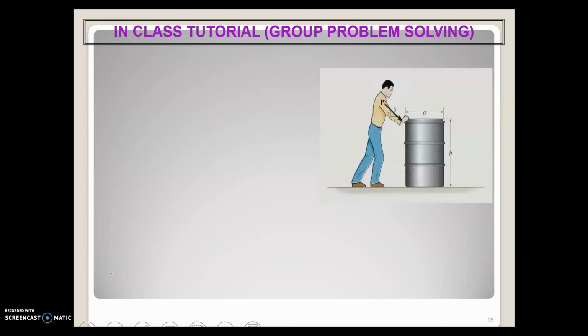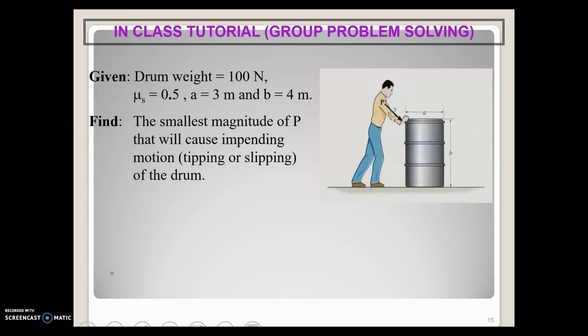Right. In class tutorial, cuba kita tengok ya. Yang ini, given drum weight. Okay, drum weight ni 100 Newton. Mu S 0.5. A awak 3 meter. B awak 4 meter. Tangan tolak apply force ni pada tangan ni. Dan dia ada trigo 3, 4, 5. Find the smallest magnitude of P that will cause impending motion.